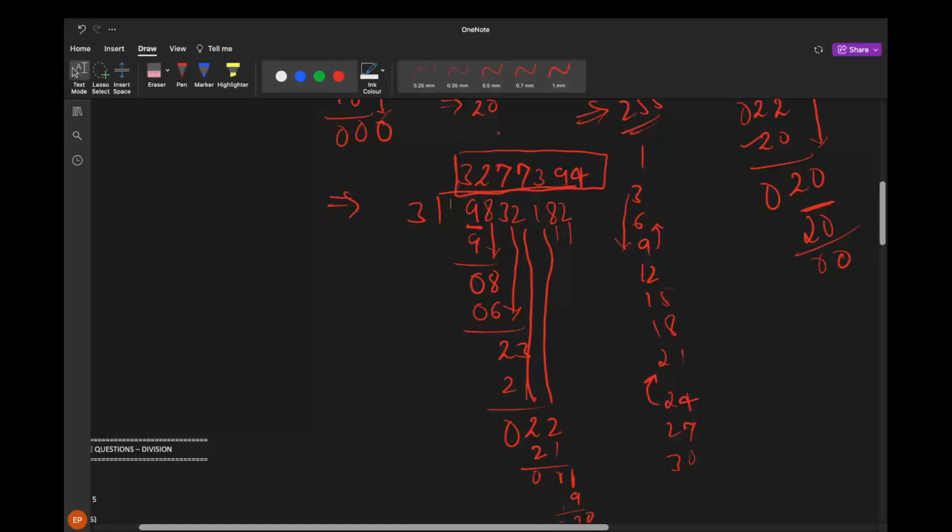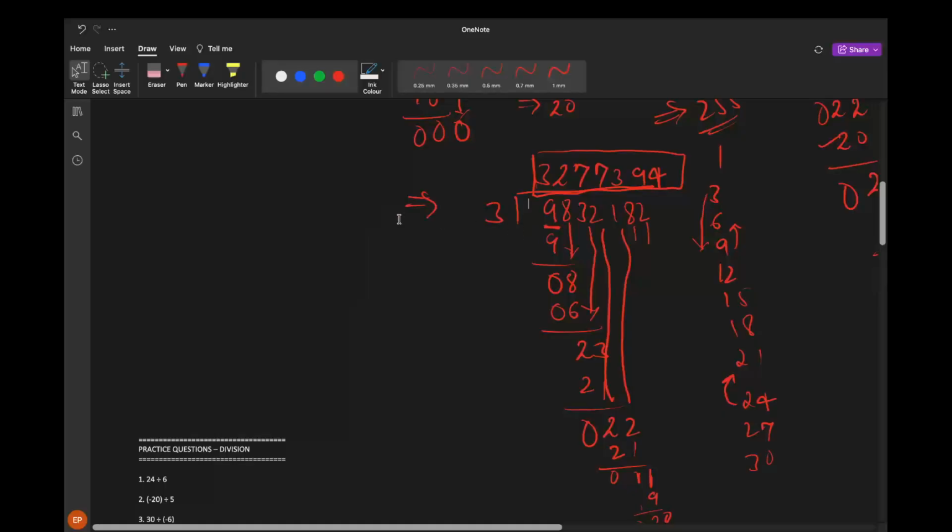Like this we have to do division. What if there are two digits?